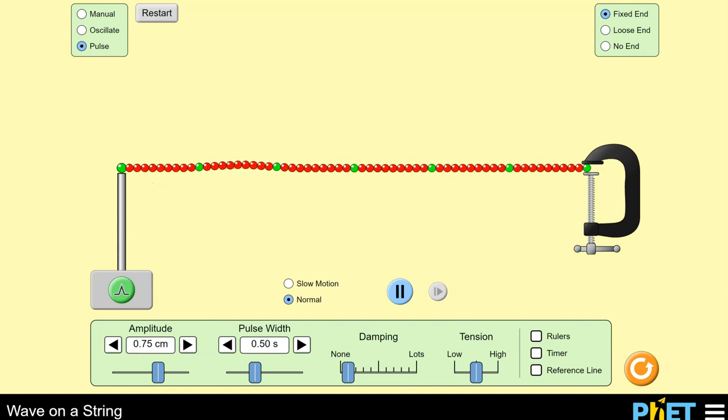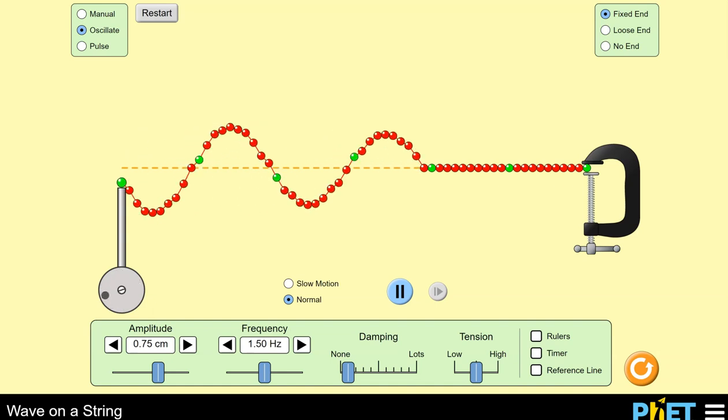Now, keep in mind though, if we were to watch any of these individual dots representing pieces of the string, they are not moving to the right. They are moving simply up and back down. The medium is the term we use to represent the material that the wave is traveling through. Mechanical waves require some sort of material, some sort of medium for the wave to travel through.